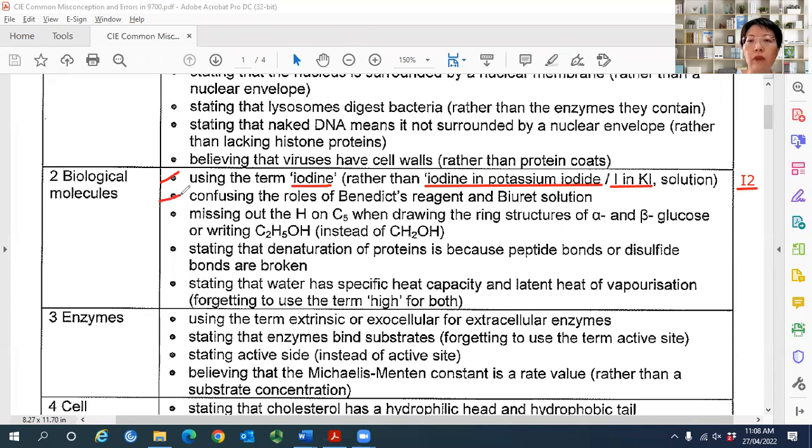Confusing the roles of Benedict's reagent with biuret solution. Benedict's is for the reducing sugar test; Benedict's is not for glucose specifically, it is for reducing sugar. Biuret is for protein, okay? Missing out the H on carbon 5 when drawing the ring structure of alpha and beta glucose, or writing C2H5OH instead of CH2OH. So this is, let's say, glucose, a 6-carbon sugar, whereby the 6th carbon is outside the ring because one of the corners is occupied by O in the ring. So the last carbon is outside here.